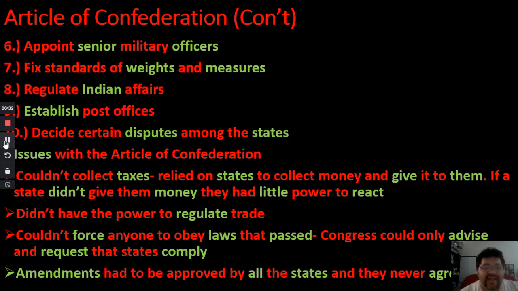Now, other than that, that's all Congress could do. That's it. Those 10 things. And this is where the problems come up, because you didn't see anything there about collecting taxes, did you? So they couldn't collect taxes. They had to rely on states to collect tax money for them.